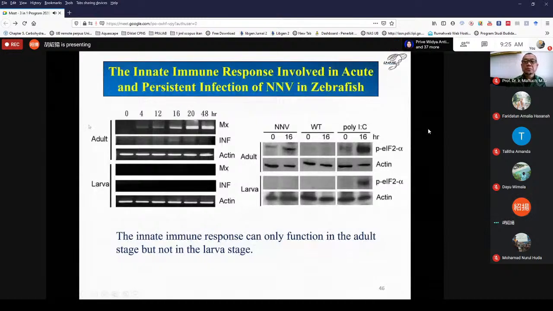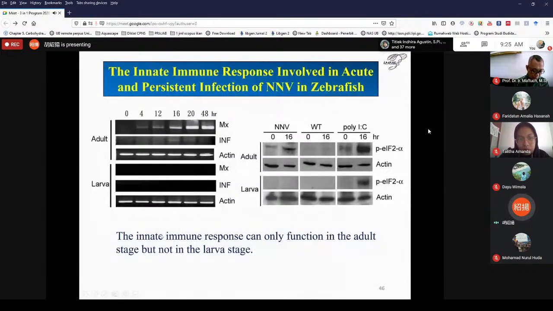In the adult fish, Mx is expressed and interferon is expressed. So it means that in the larva stage, the immune system is still not mature. So when they undergo NNV infection, the innate immunity has no function. They cannot fight against the NNV infection.